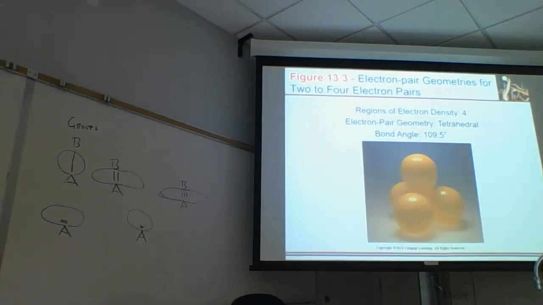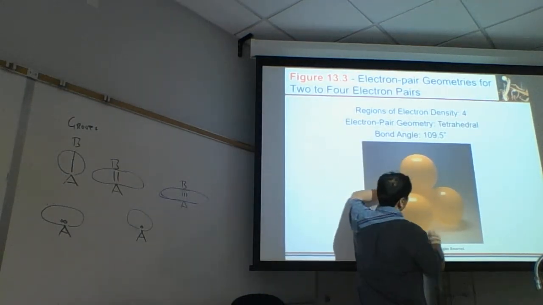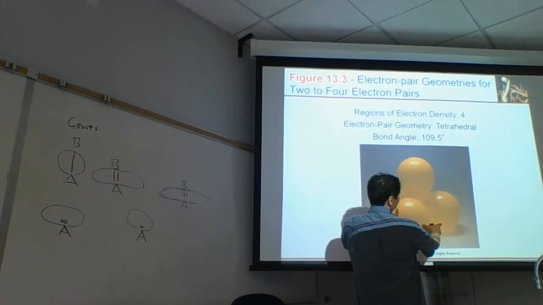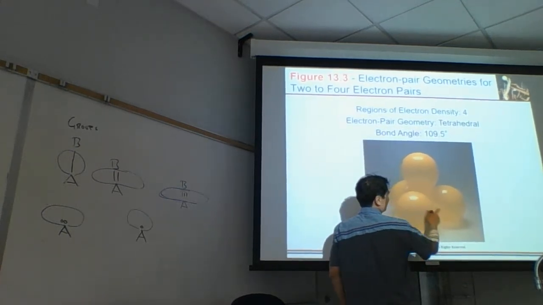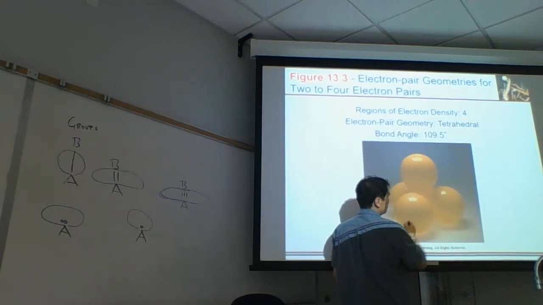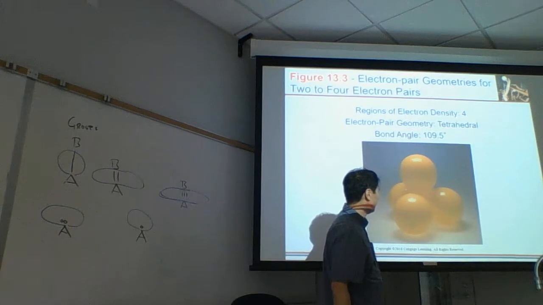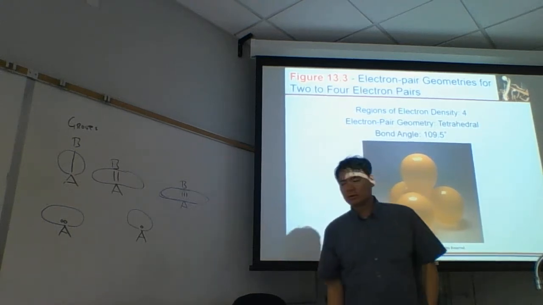If I have a fourth balloon, I'll try to put it on top here. So I put a fourth balloon here, it's going to push these 3 down. And this, you know what shape this is called? This electron geometry? Tetrahedral, the 4-sided polygon. And so this tetrahedral shape is very important.